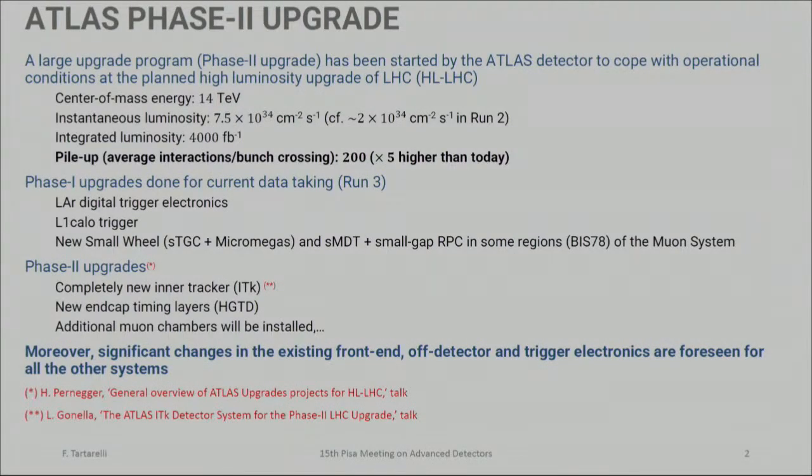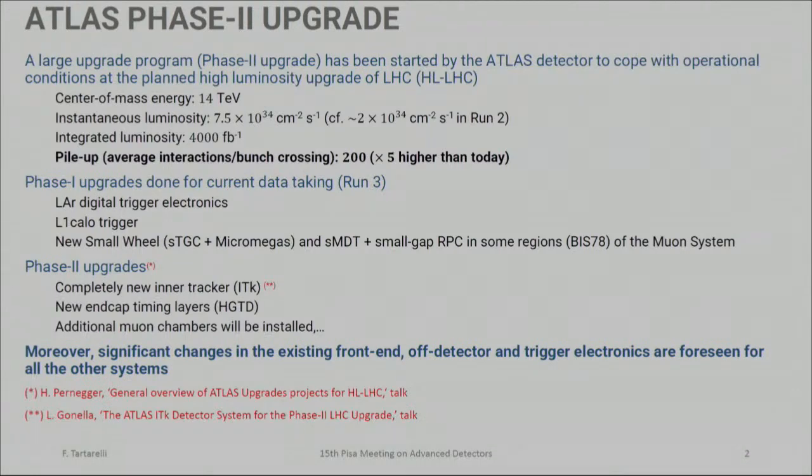So as you might have heard earlier this week, ATLAS is doing a large upgrade program to cope with the operational conditions at the High-Luminosity LHC, and in particular the increase of pile-up, which will be about 200 events, so five times higher than today. Part of the upgrades have already been done for the current data taking, which is the one which is starting now, especially for the calorimeter trigger and for the muon chambers.